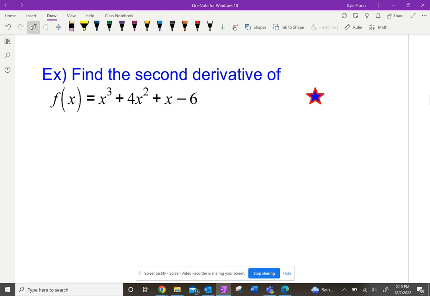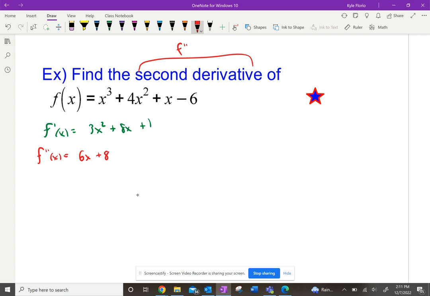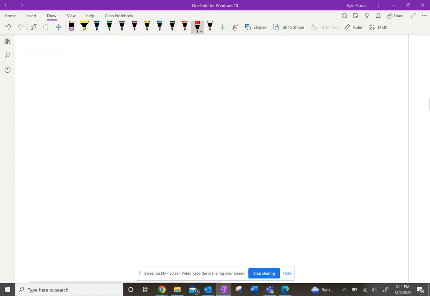Okay, so to find the second derivative, which I'm going to call f prime prime, we first find the first derivative, which is just 3x squared plus 8x plus 1. Pause the video to jot that down. To find the second derivative, we take the derivative of the first derivative, which is just 6x plus 8. So that's how you find the second derivative. Piece of cake.